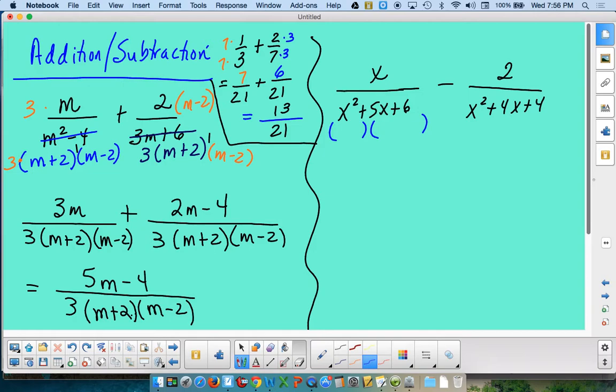Okay, this one's tricky because it could be 6 and 1 that make a 5. It could be 2 and 3. But I see that it's all plus signs, so therefore it's got to be 2 and 3, so that my outers and inners make 5x. And if I come over here to the other one, yes, that's pretty obvious. It's got to be x plus 2 and x plus 2.